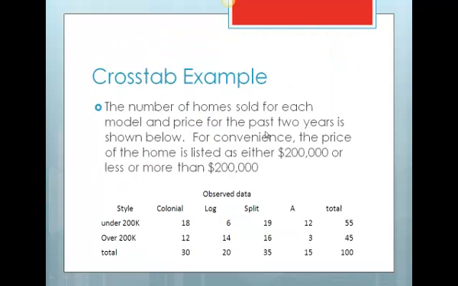We're still looking at these prefabricated homes, but now we're looking at the number of homes sold for each model and price for the past 2 years. So for convenience, the price has just been broken down into 2 easy categories, either 200,000 or less or 200,000 or more. And I can see this cross-tabulation that's been developed. Now remember, you know how to create a cross-tabulation using Excel's pivot table function.